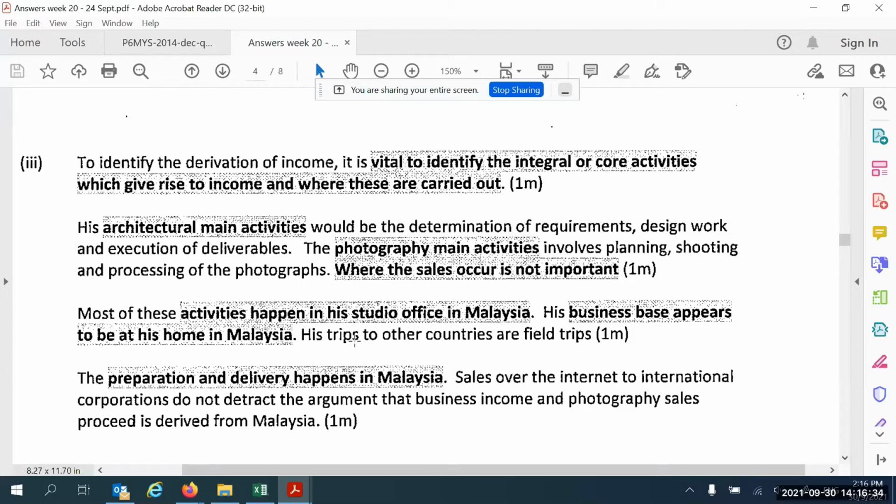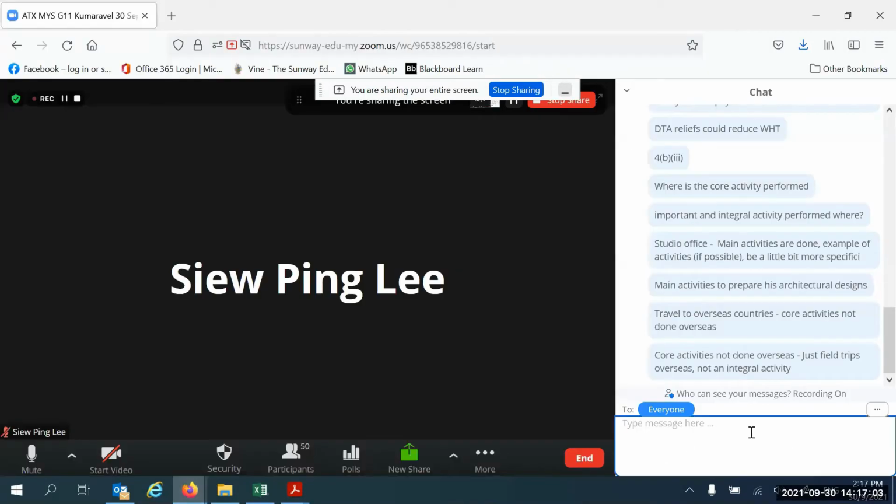Okay, so what I wrote in the chat box could get you around 2.5 marks. Maybe if you write a little bit deeper, you can get 3 marks. Emphasize that where sales occur is not important. What is more important in this situation is where the important work is done, the core or integral activity. Ponder on it.